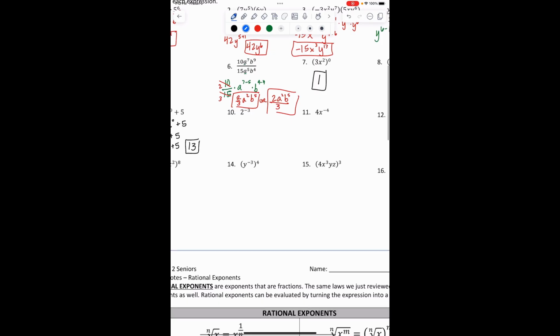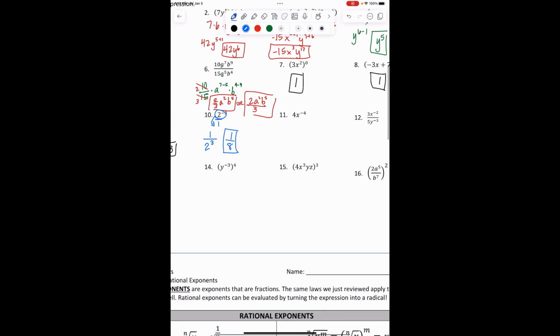Number 10, 2 to the negative 3rd. So we got a negative exponent. So right now, remember with negative exponents, we need to think about fractions. So 2 to the negative 3rd, to make that exponent positive, we need to take this thing and shift it to the denominator. So that would become positive 2 to the 3rd in the bottom. And since we took all the stuff out of the top, we need a placeholder. So we put a 1 up there. And then this would just be 2 to the 3rd is 8. So 1 over 8. Okay?